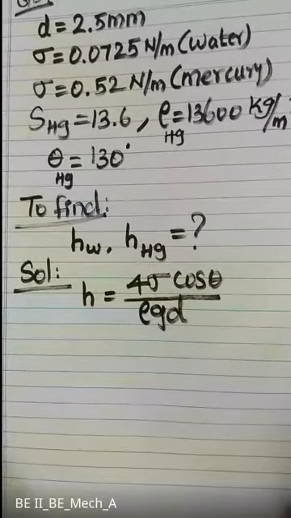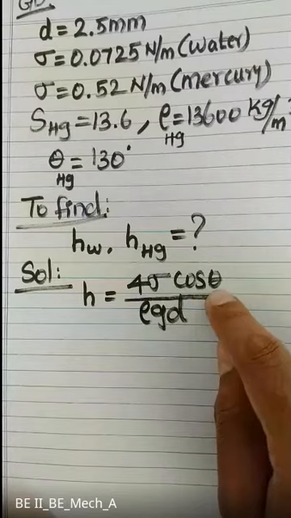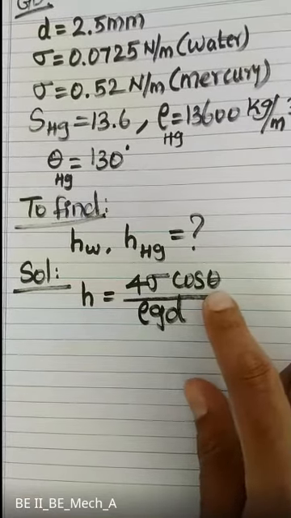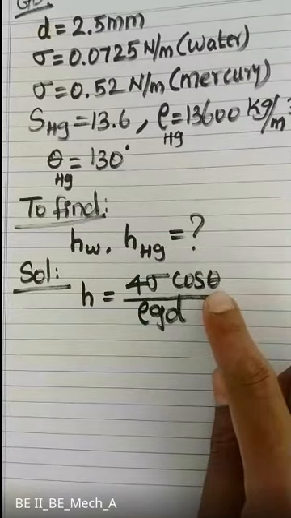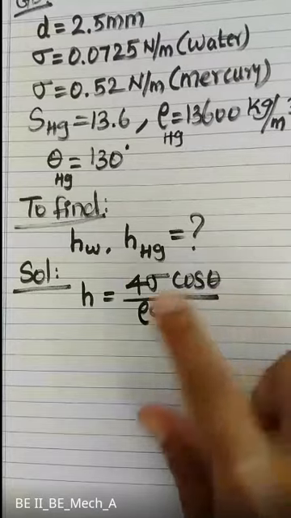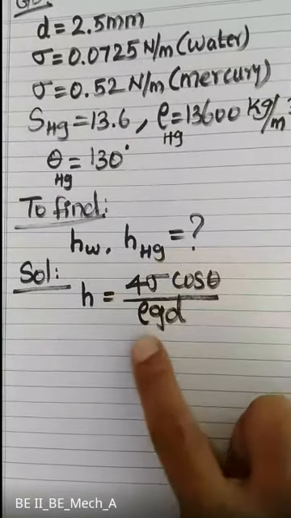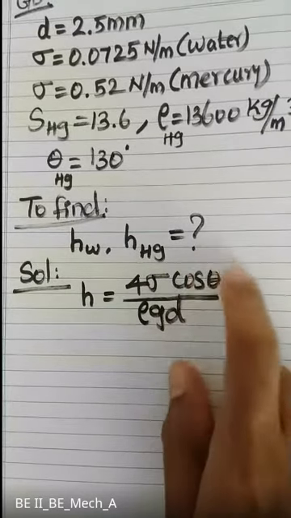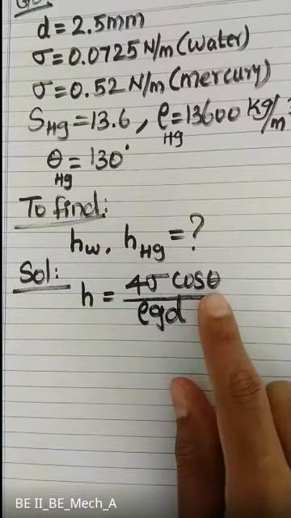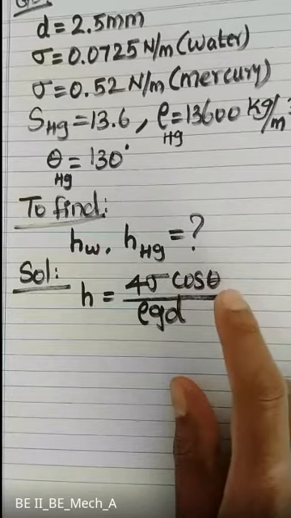Is it clear? The theta value for water is not available in the given data. Actually, for water, the angle of contact will be 0. That is why we derived this step into 4 sigma divided by rho g d, because we are assuming that the angle for water is 0. If it is 0, cos 0 becomes 1.